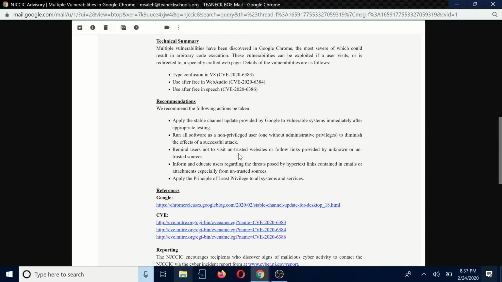Yeah, and just to keep moving on with the article, it also states: remind users to not visit untrusted websites or follow links provided by unknown or untrusted sources; inform and educate users regarding the threats posed by hypertext links; and apply the principle of least privilege to all systems and services. And we discussed this on our last podcast last week, how Google will actually stop any downloads from unencrypted sources.